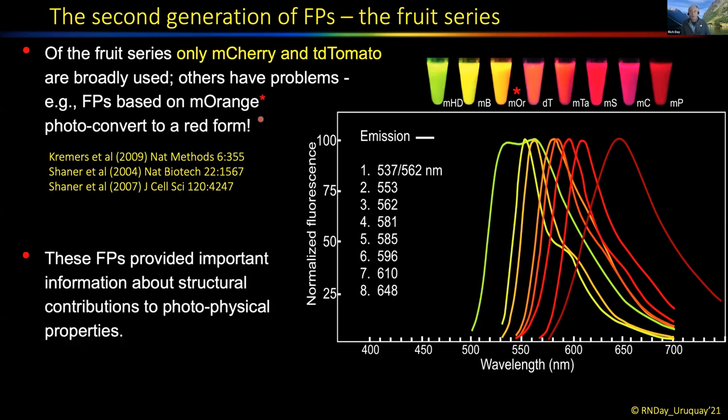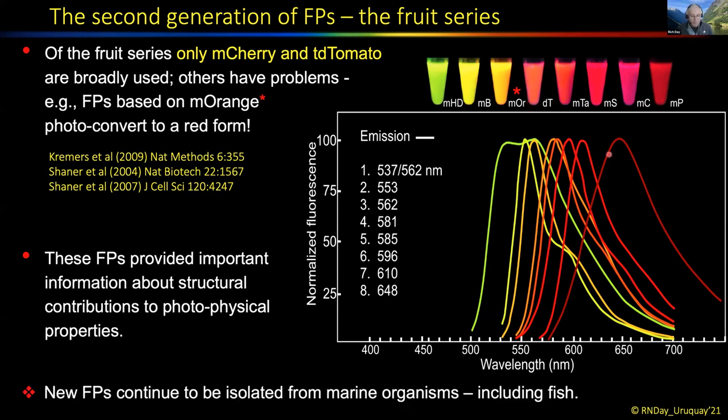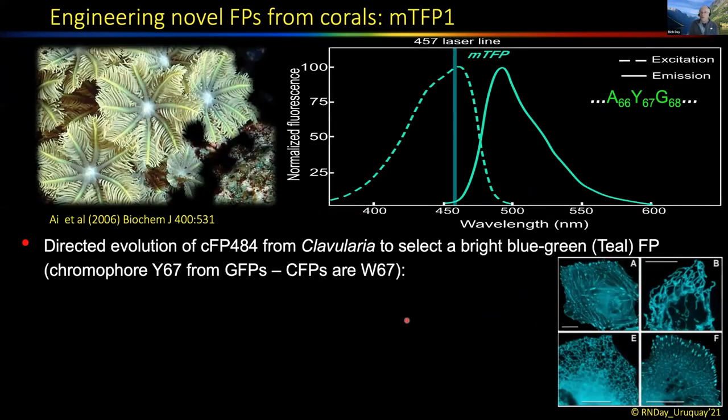But importantly, what came out of this was structural information about how to make different color fluorescent proteins and the photophysical properties of those fluorescent proteins. And so still, as I mentioned, some of these were not terribly useful. We still needed additional FPs. And so a number of groups have been looking at other corals and other marine organisms. And one of the more useful ones to come out of these screens was the teal fluorescent protein, MTFP.